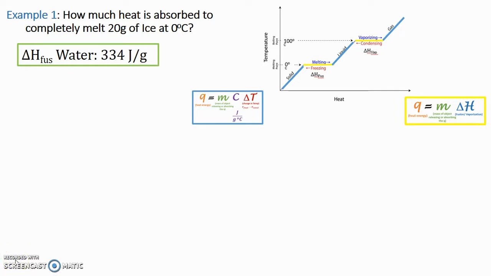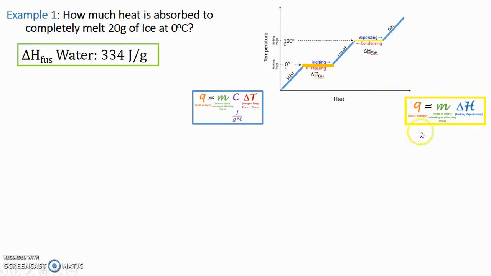The first example problem is asking how much heat is absorbed to completely melt 20 grams of ice at 0 degrees Celsius. So we're going to go ahead and take a look at our phase diagram right over here. And we know that we're starting off with 20 grams of ice at 0 degrees Celsius. So we have ice in the solid form and it's going to melt into liquid. So it's undergoing this phase change right over here. So this is a flat portion where temperature is not changing.